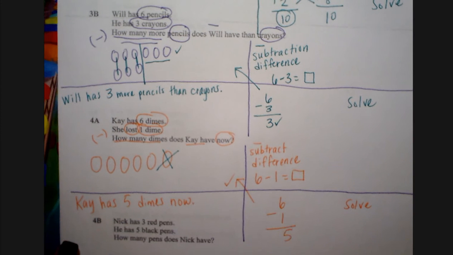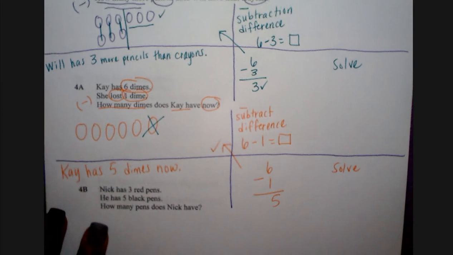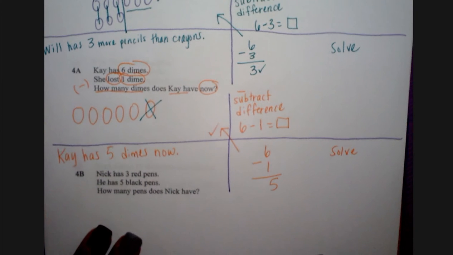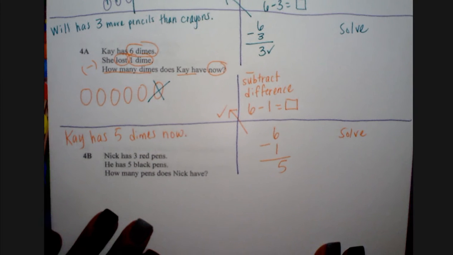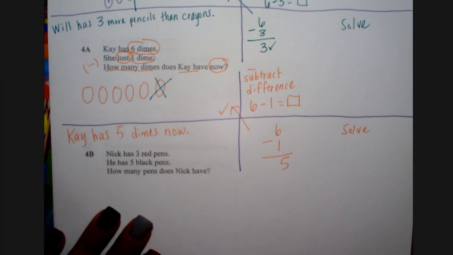K has 5 dimes now. Okay. For B, Nick has 3 red pens. He has 5 black pens. How many pens does Nick have?